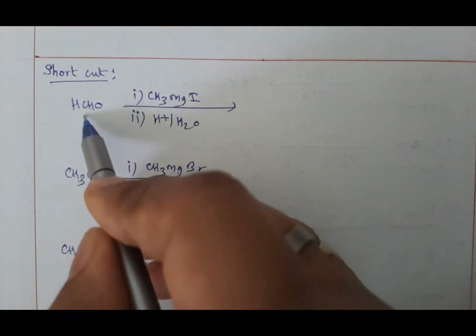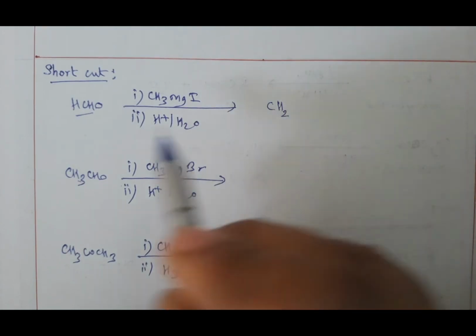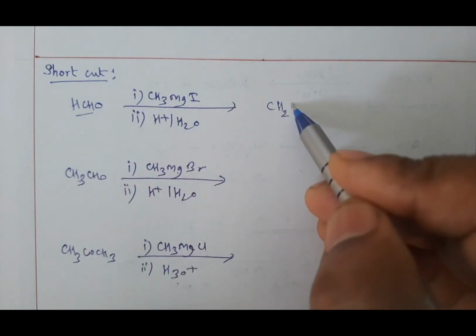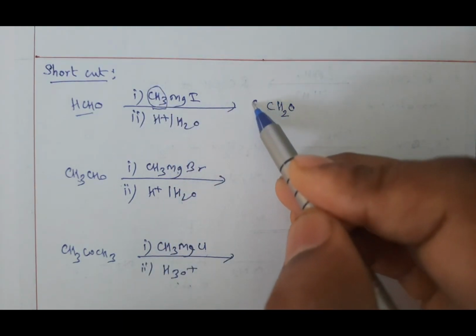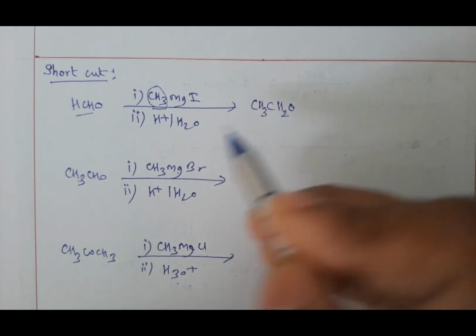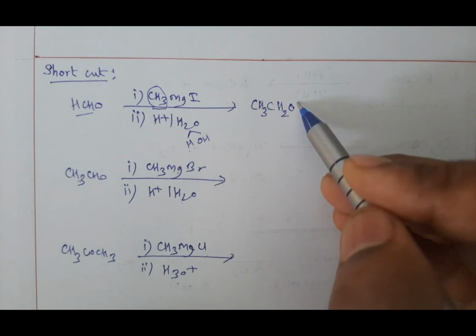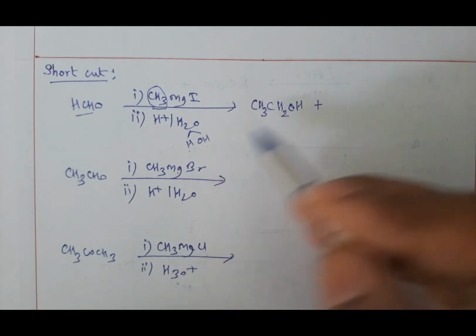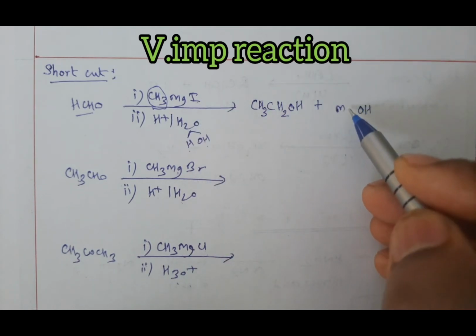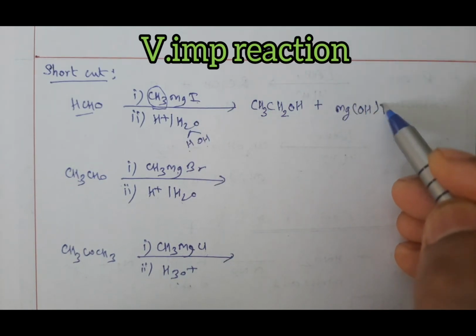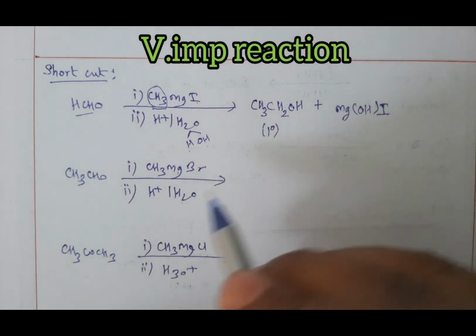Now in the shortcut, what do we do? First write CH2, then write O. Always remember the CH3 of the Grignard reagent will always go to C. And you know water means HOH, so the H from water will come here. Now from water what is left? OH. And from the Grignard reagent what is left? MgI. So you get magnesium hydroxy iodide as the byproduct. And this is your ethyl alcohol, IUPAC name ethanol, which is a primary alcohol.